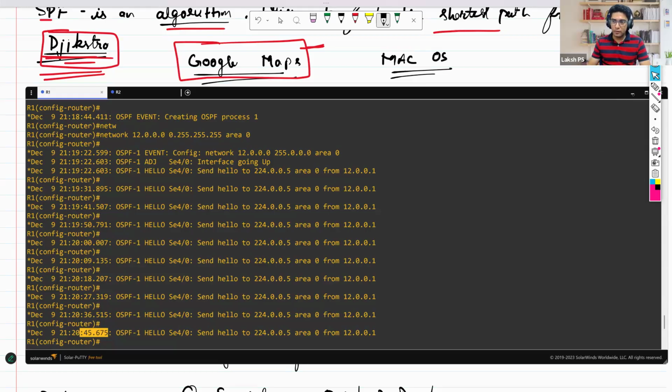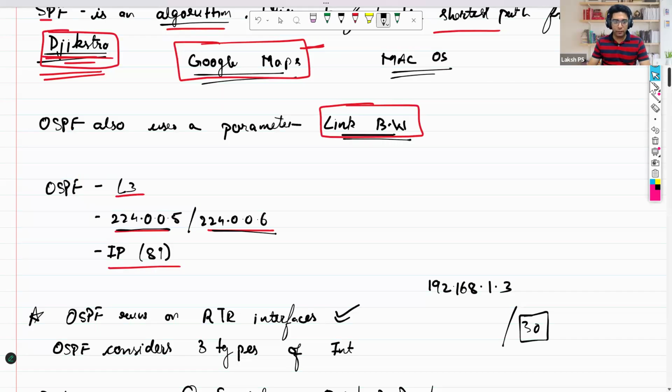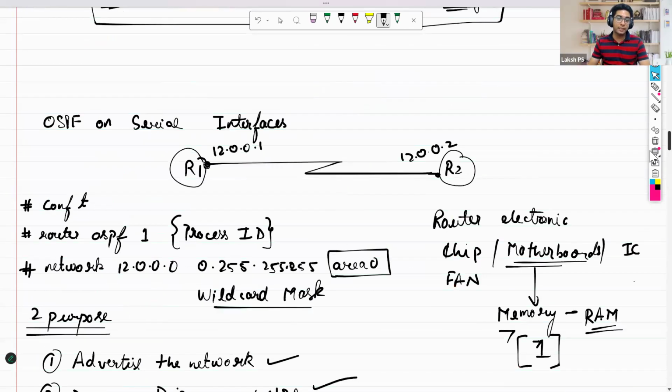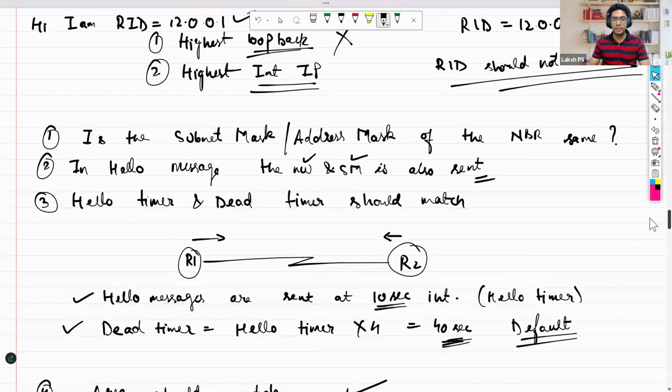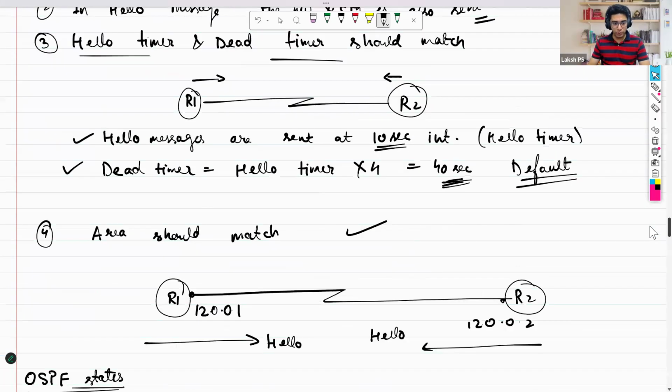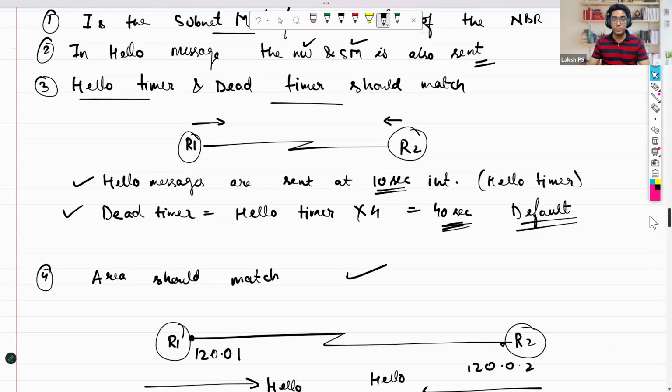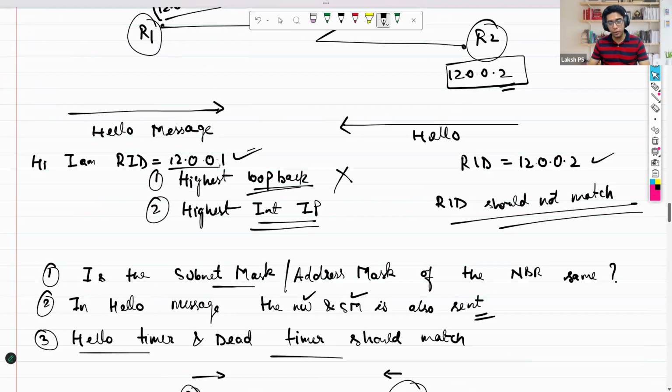Now it is sending hello messages, and we discussed yesterday what the contents inside the hello message will be. In the hello message, it will share the address mask, the subnet mask, the hello timer, the dead timer, the area that it belongs to. All that information will be shared, and also the router ID. Correct. So let me check the information present inside the hello messages. I am opening Wireshark. All right.